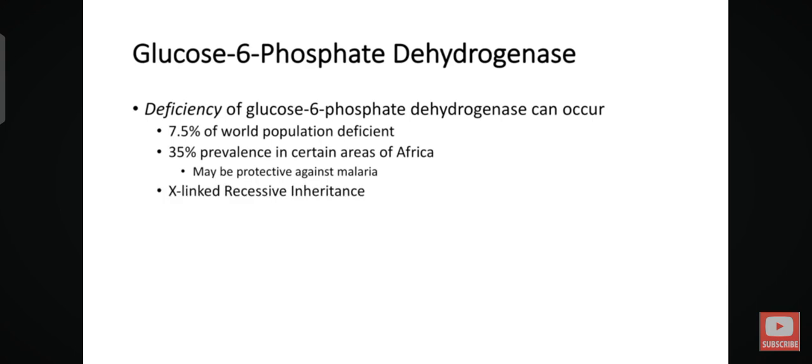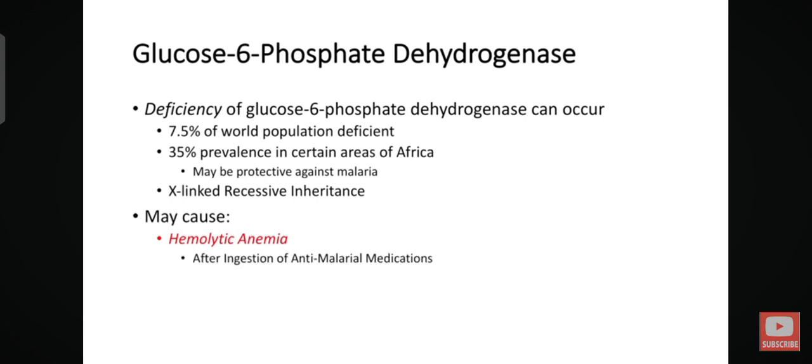And this deficiency is an X-linked recessive inheritance. So typically males are the most affected by this deficiency. So being deficient in this enzyme may cause a few different syndromes or symptoms. One of them is hemolytic anemia. So as I mentioned before, erythrocytes depend critically on the pentose phosphate pathway for NADPH generation and oxidative stress capacity.